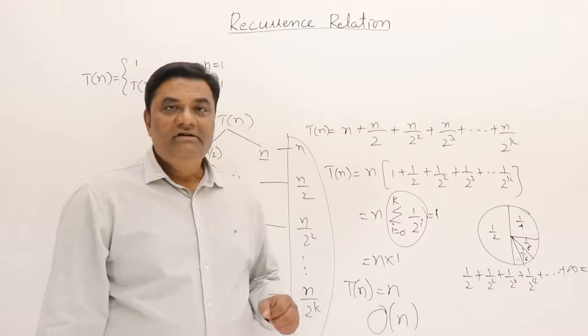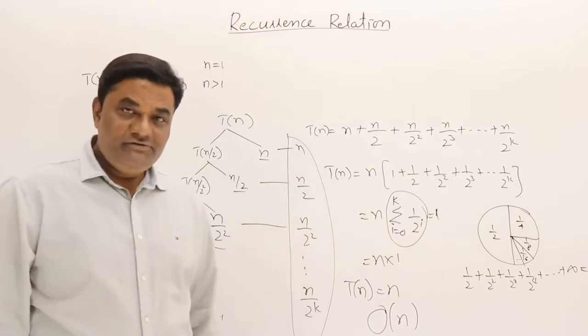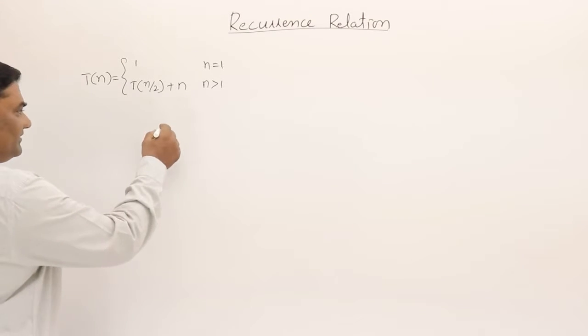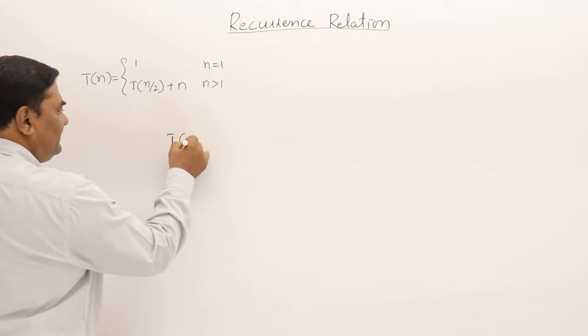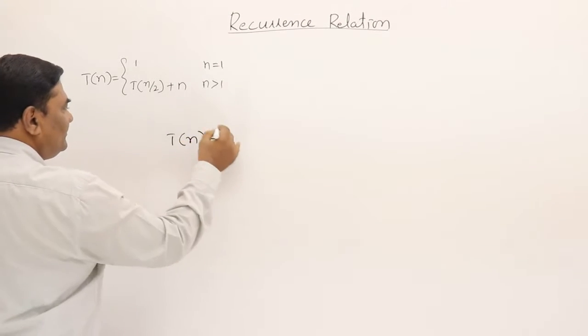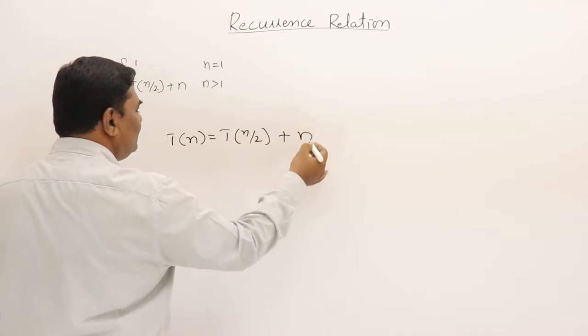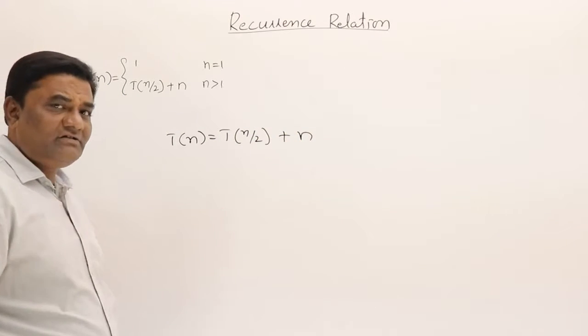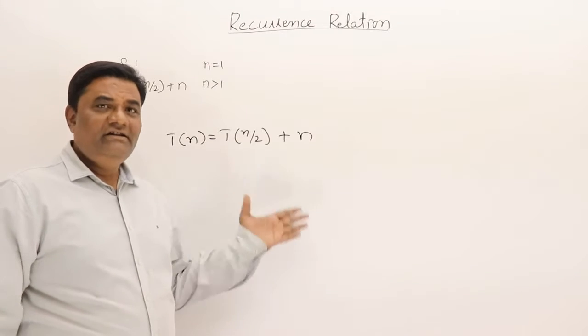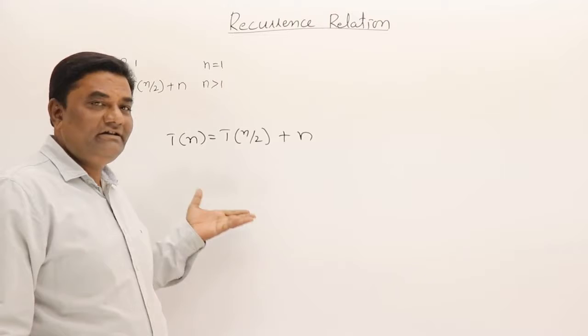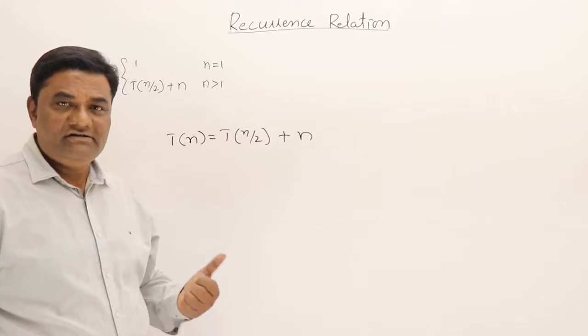So this is one method. Now next method, I'll use the substitution method. Now using the substitution method, T(n) is equal to T(n/2) plus n. Now if I use this method also, I'll get the same series. In the tree I was getting it vertically and adding it. Here I'll get it horizontally. It's the same thing.